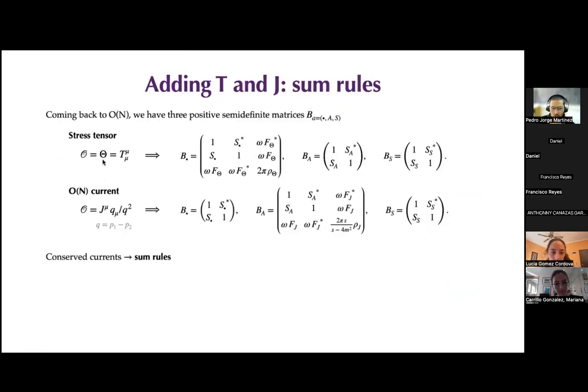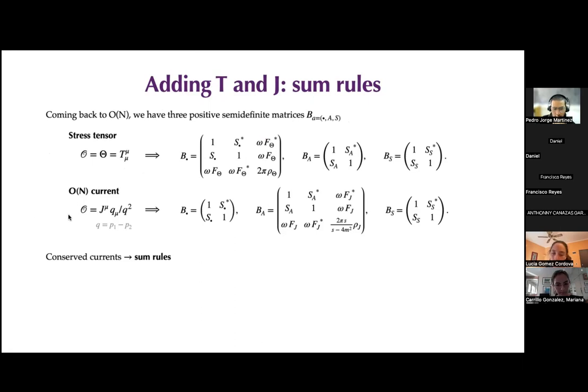Okay, so going back to our ON scenario, we would have 3 different matrices B, depending on the irreps we're using. And the operators we will use are the stress tensor, or well, the trace of the stress tensor, which talks to the singlet channel, so it's a singlet of ON. That gives us these 3 different matrices where we have a bigger 3 by 3 for the singlets, and the antisymmetric and symmetric are as before. We just have the amplitudes.